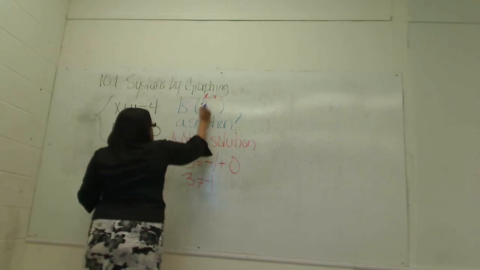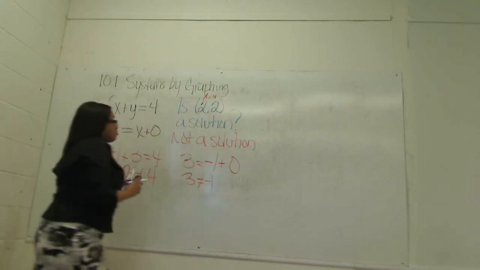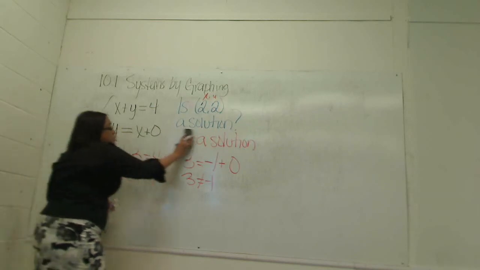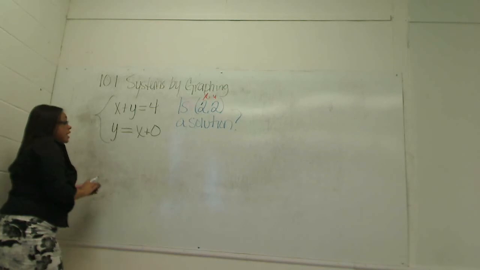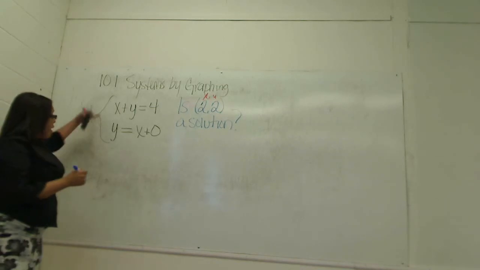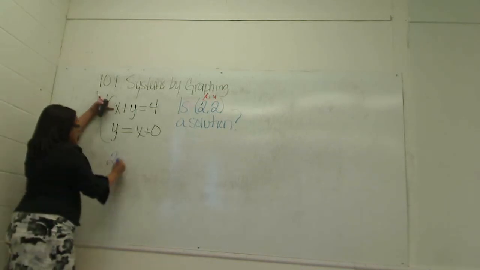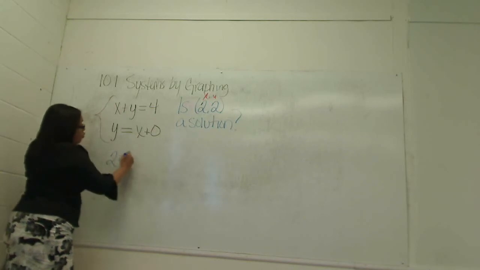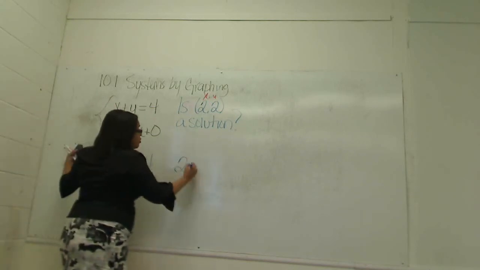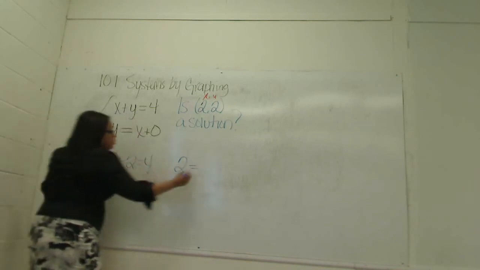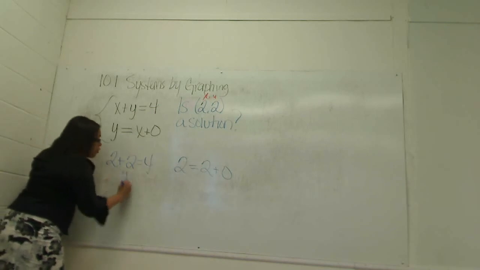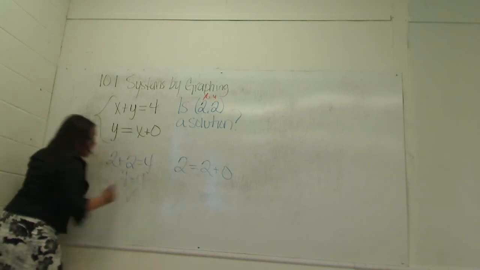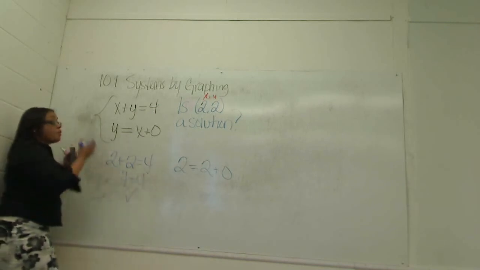Is (2, 2) a solution? Take the system and try it out. x plus y equals 4: here I have x is 2, y is 2, equal to 2 plus 0. Well, 2 plus 2 is 4. 4 is equal to 4. So yes, that works. But it must work for both equations.